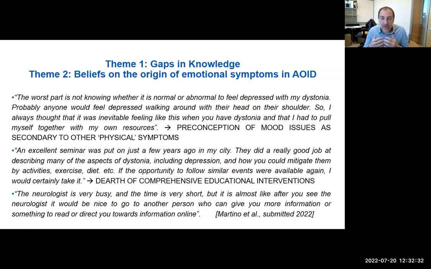And they also believe, or have been used to believe, that mood and anxiety issues fluctuate over time and fluctuate with motor symptoms or pain, which is not necessarily the case, as some of the latest research has shown. The result of this knowledge gap, and of this preconception of mood issues as secondary to other physical symptoms, is inevitably that the patients tend to underreport mood problems or anxiety problems.